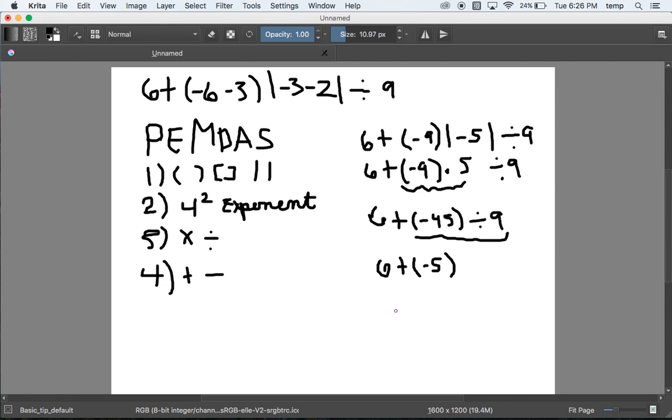So now we've gotten rid of all of our multiplication and our divisions. We look for anywhere there's addition or subtraction. And so now we have a 6 plus a negative 5. And 6 plus negative 5 gives us 1. So this was just a quick little lesson on it.